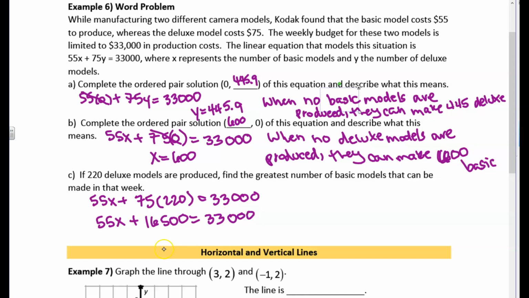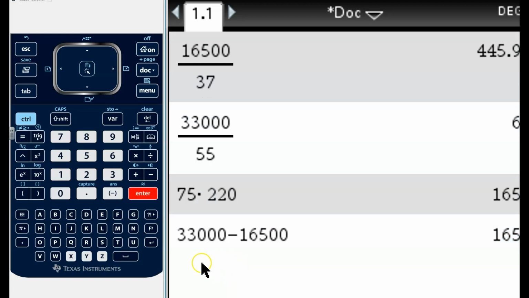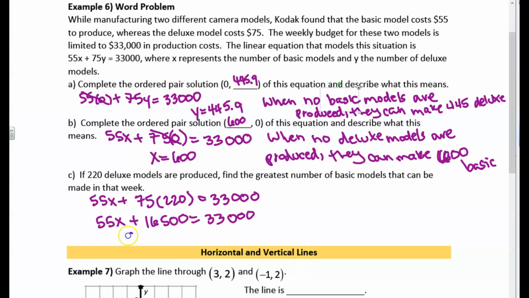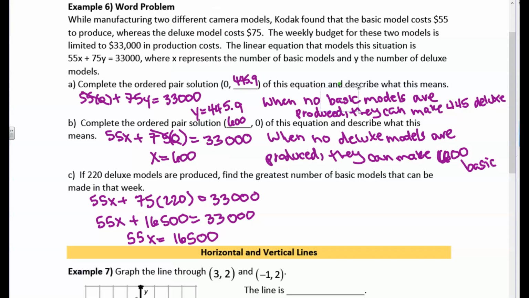I'm now going to subtract 16,500 from 33,000. Come back over here. 33,000 minus 16,500. So now I have 55x equals 16,500. Divide both sides by 55 to get the x by itself. Divide by 55, I get 300. That means x equals 300. You can make 300 basic models.